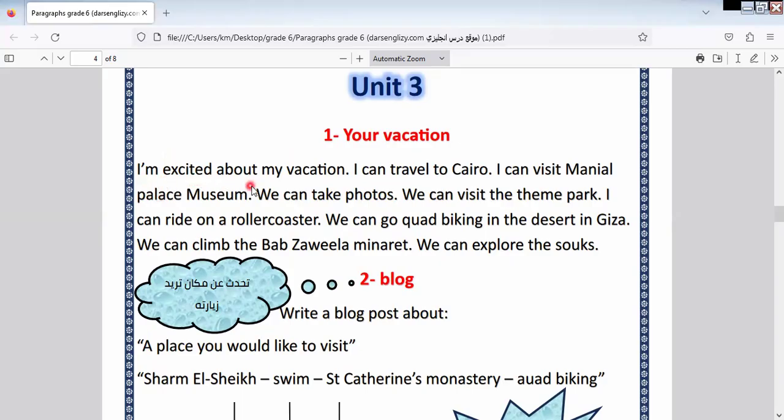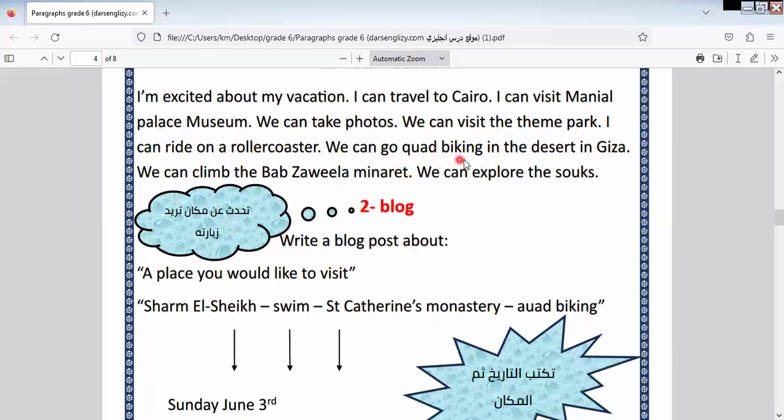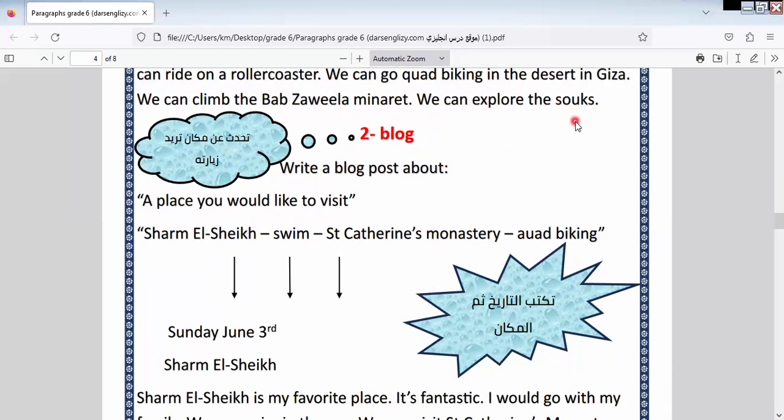Here is: I'm excited about my vacation. I can travel to Cairo. I can visit the Manial Palace Museum. We can take photos. We can visit the theme park. I can ride a roller coaster. We can go biking in the desert in Giza. We can climb the minaret. We can explore the souks. Souks here can be written in Arabic, but I think souks here means markets. Souks here is written as markets, okay? Markets. Like this, okay?